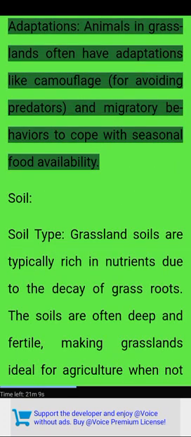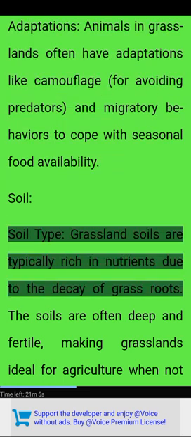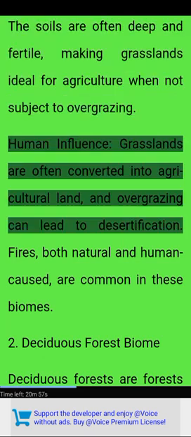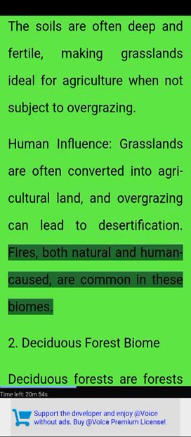Adaptations: animals in grasslands often have adaptations like camouflage for avoiding predators and migratory behaviors to cope with seasonal food availability. Soil. Soil type: grassland soils are typically rich in nutrients due to the decay of grass roots. The soils are often deep and fertile, making grasslands ideal for agriculture when not subject to overgrazing. Human influence: grasslands are often converted into agricultural land, and overgrazing can lead to desertification. Fires, both natural and human caused, are common in these biomes.